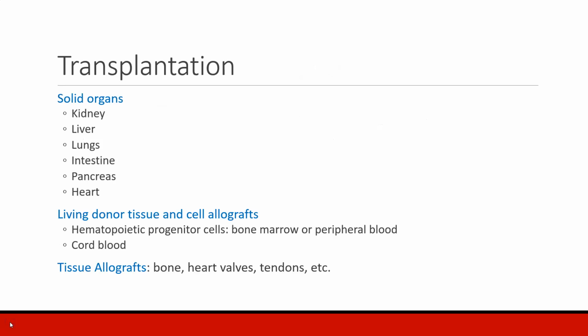We'll now move on to transplantation, and they're defined by the type of tissue. So we have solid organs: kidney, liver, lungs, intestine, pancreas, heart. Living donor tissue and cell allografts, for example, hematopoietic progenitor cells. This can be either bone marrow or peripheral blood used to transfuse or replace the bone marrow of the patient. And cord blood. Tissue allograft, this is bone, heart valves, tendons. It's human tissue, but just pieces of it.